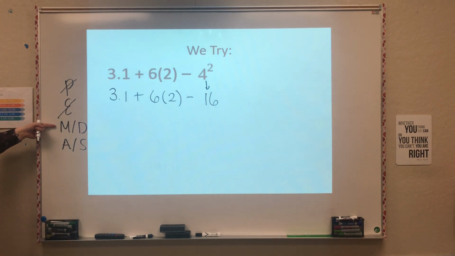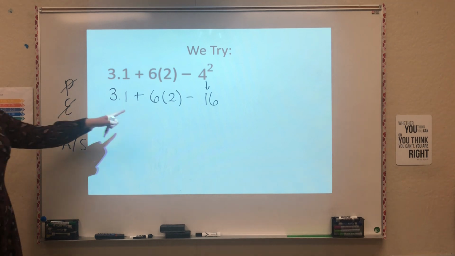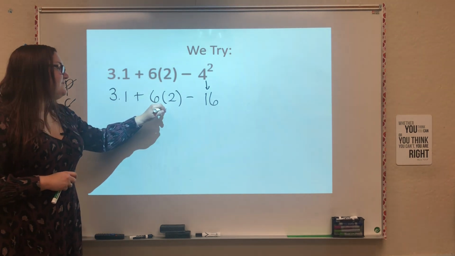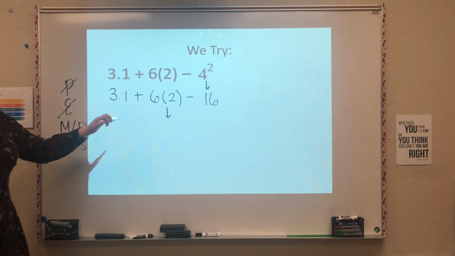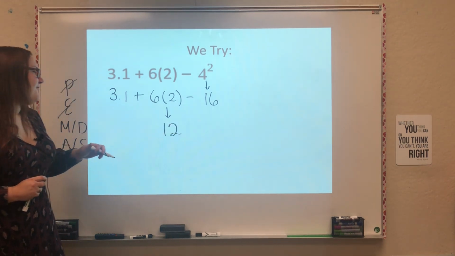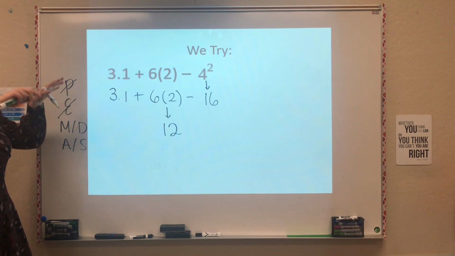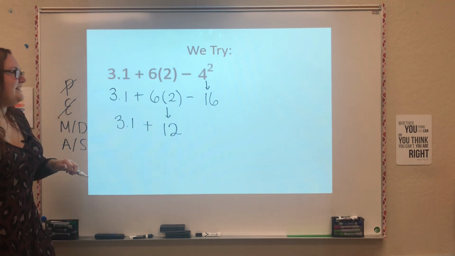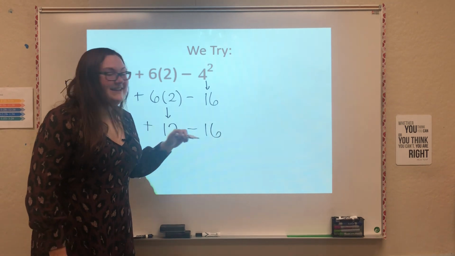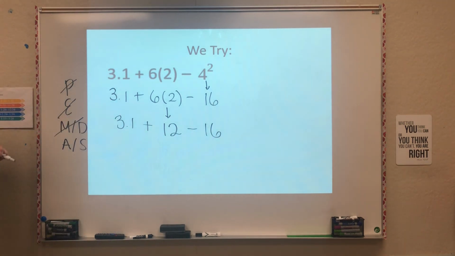Next, we've got multiply and divide. If I look at this problem, we mentioned earlier, this here means multiplication, so that's gonna be what I do next. 6 times 2 gives me 12. I've done one thing, I'm gonna copy everything else down. So we're gonna say 3.1 plus 12 minus 16, and I've done this step.